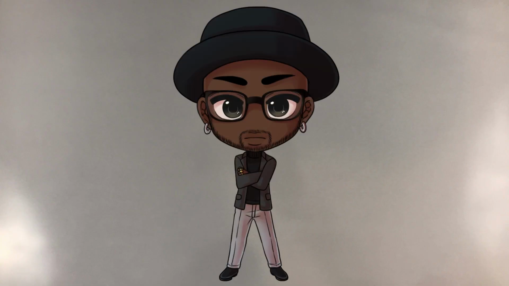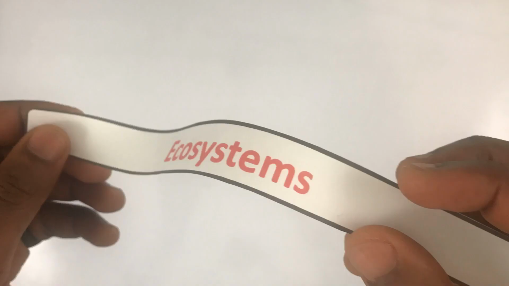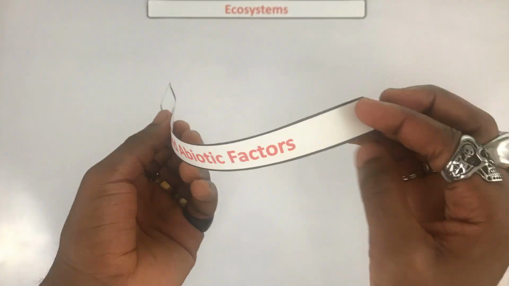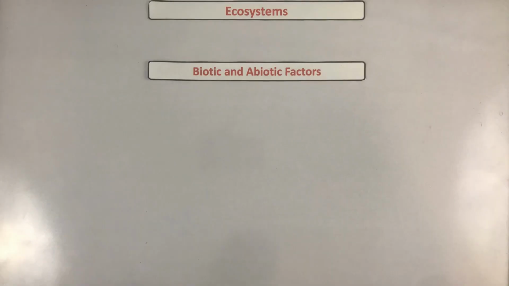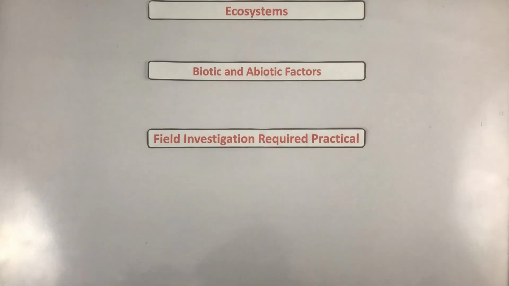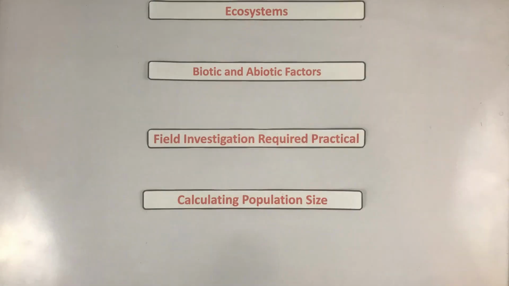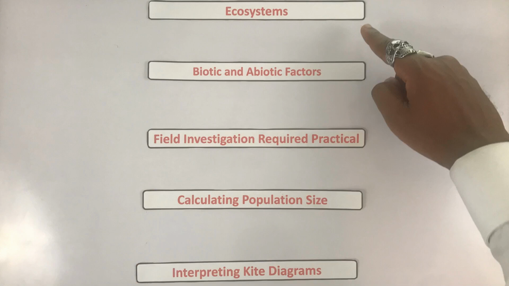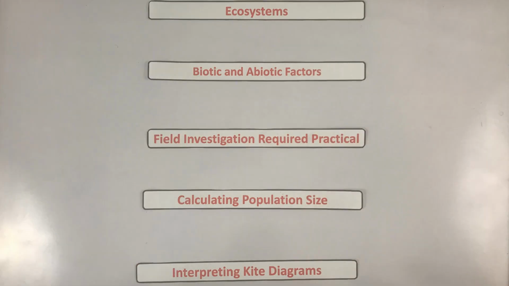If you haven't been able to guess from the intro title of this video, we are looking at the field investigation required practical. Here are the parts. We're going to look at ecosystems, biotic and abiotic factors, field investigation required practical, then we're looking at how to calculate population size and also interpreting kite diagrams. As always, check the description for today's worksheet and the answers to the last week's worksheet as well.